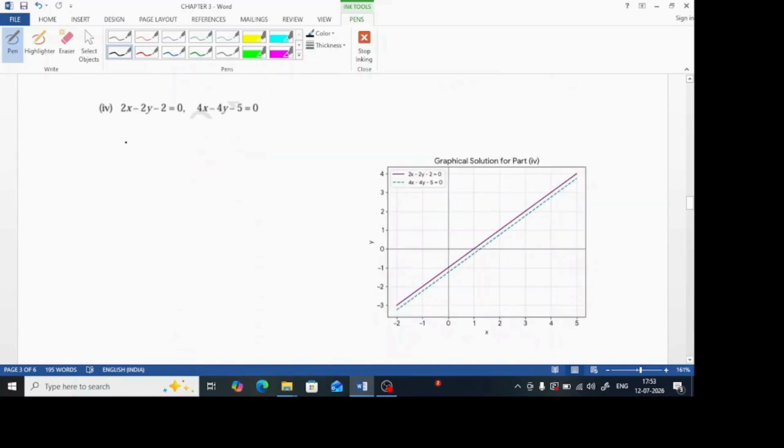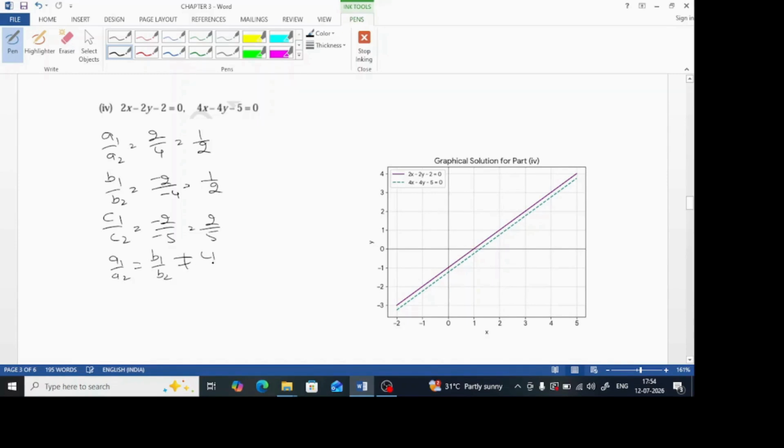Now fourth part. Here we calculate A1 upon A2 is equal to 2 by 4, 1 by 2. B1 upon B2 is equal to minus 2 by minus 4, again 1 by 2. C1 upon C2 is equal to minus 2 by minus 5 equals 2 by 5. Here also A1 upon A2 is equal to B1 upon B2 but not equal to C1 upon C2. It means lines are parallel and the system is inconsistent.